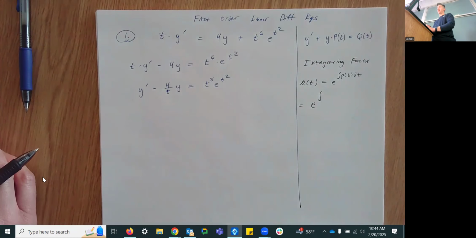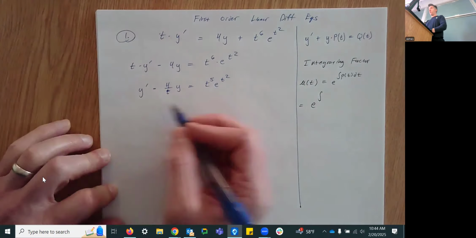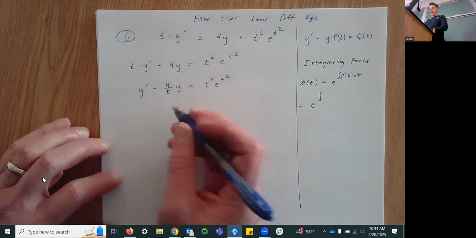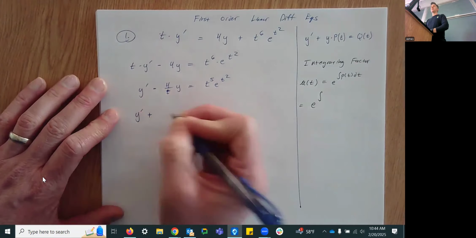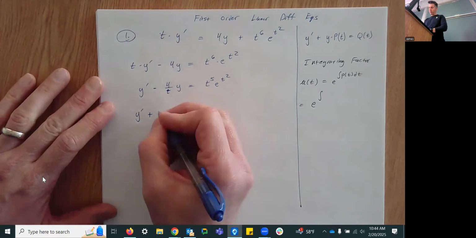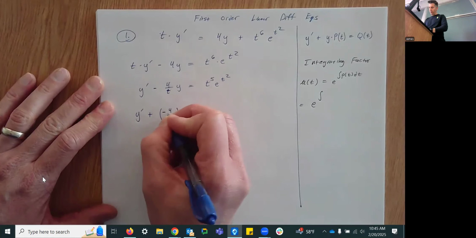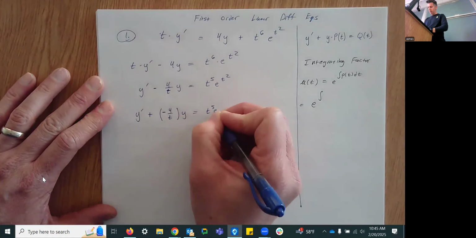Negative 4 over t. So I would encourage all of you, when you do these problems, when you write this in the standard form of the first order linear differential equation, I would actually write this in the following way. y prime plus, always a plus, always a plus, and then whatever's multiplying y, put it in parentheses. So negative 4 over t times y equal to t to the 5th e to the t squared.